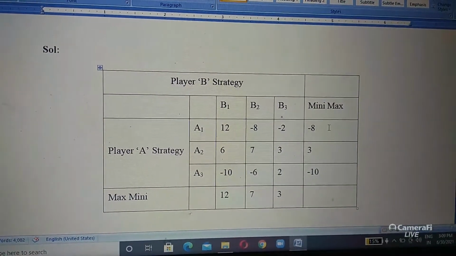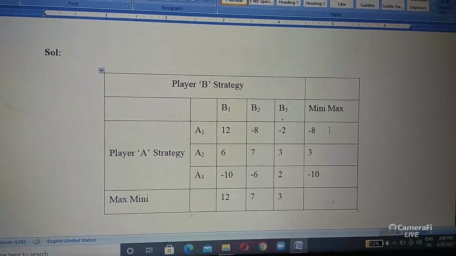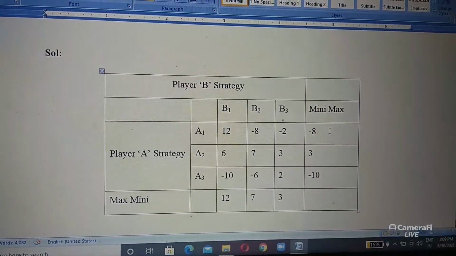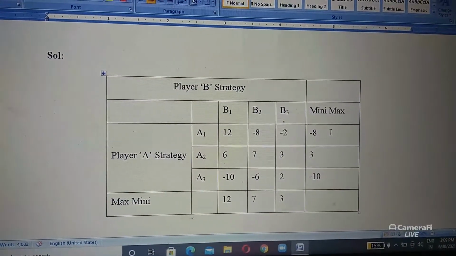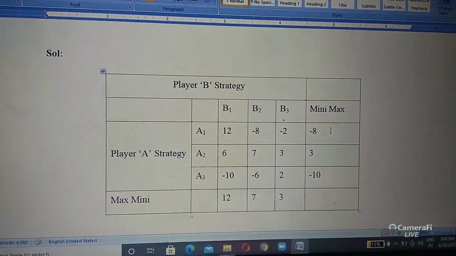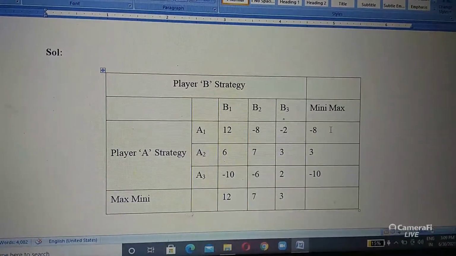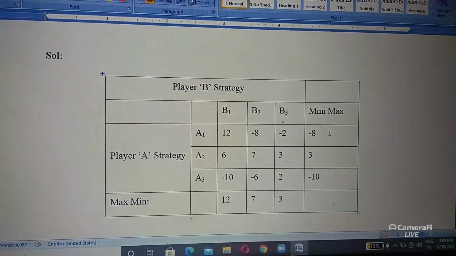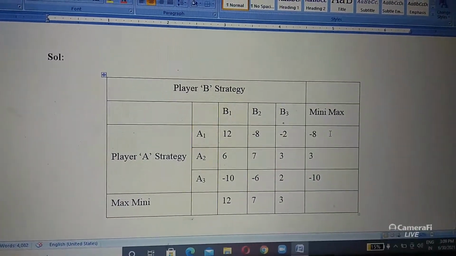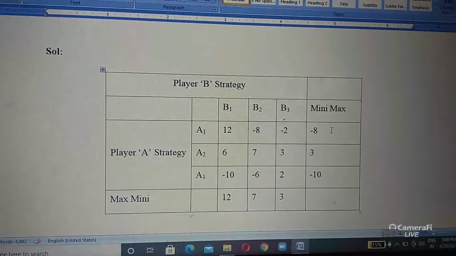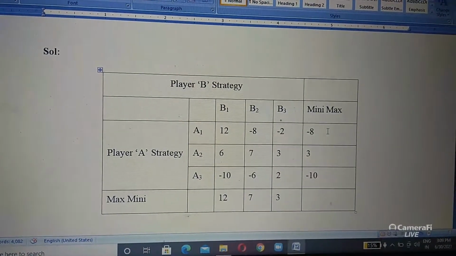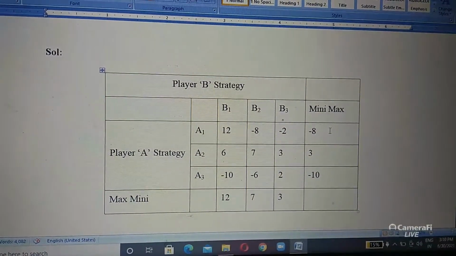Then the next one, 3 is repeated twice. Okay, 3 is repeated twice. So, first we draw a rectangle row wise, then column wise we are doing a circle. This is the number which is repeated twice in the max mini and minimax criterion. In this way we are going to find the saddle point.